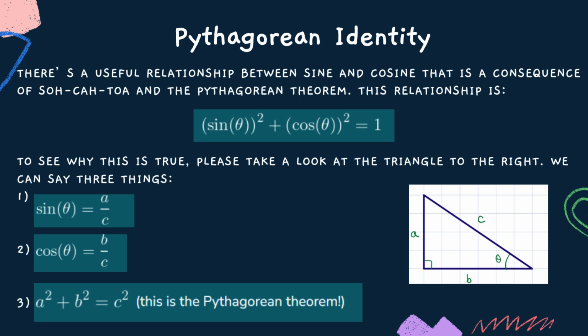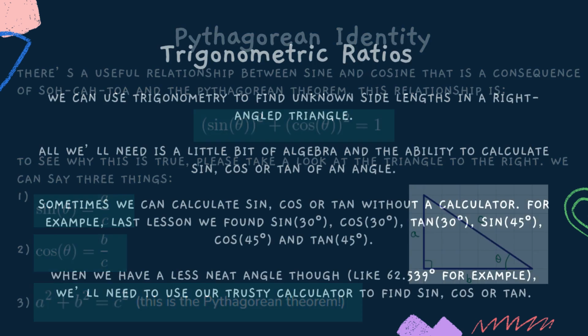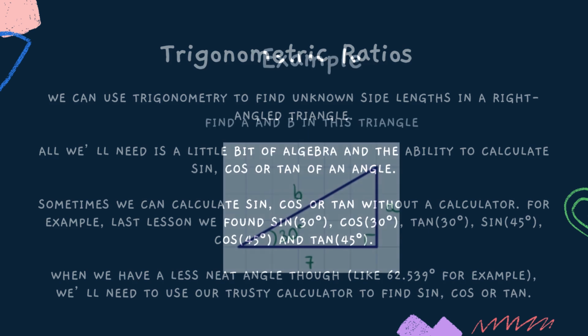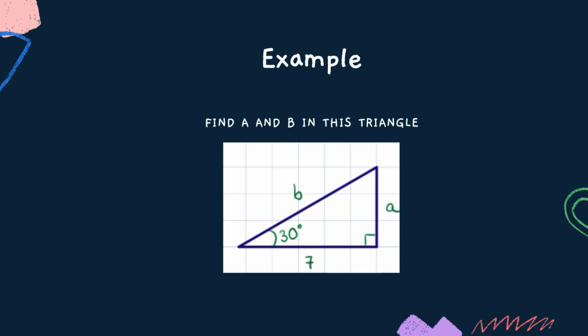We get sine theta squared plus cosine theta squared is 1. We can use trigonometry to find the unknown side lengths in a right-angled triangle. All we'll need is a little bit of algebra and the ability to calculate the sine, cosine, or tan of an angle. Sometimes we can calculate these values without a calculator, but for some, we may need to use a calculator. Now, let us try to find A and B in this triangle using trigonometry.